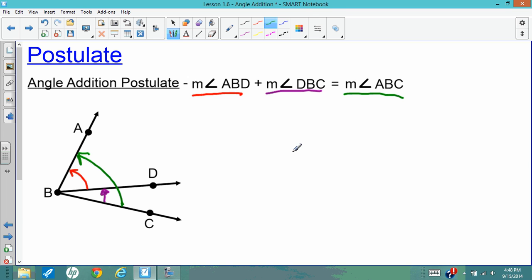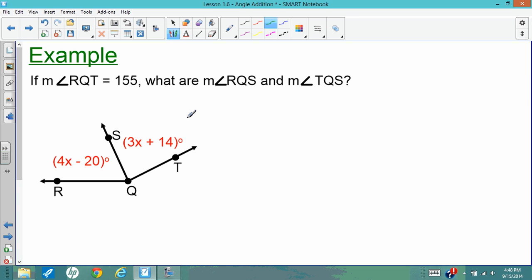So it's very similar to segment addition, where we took two smaller segments, put them together, and they added up to be the entire length of a segment. So we can use the angle addition postulate with a little bit of algebra, and we can find some measures of angles. So at this point, pause the video, try this example on your own, and then we'll go over the answer together, and you can check your answer.